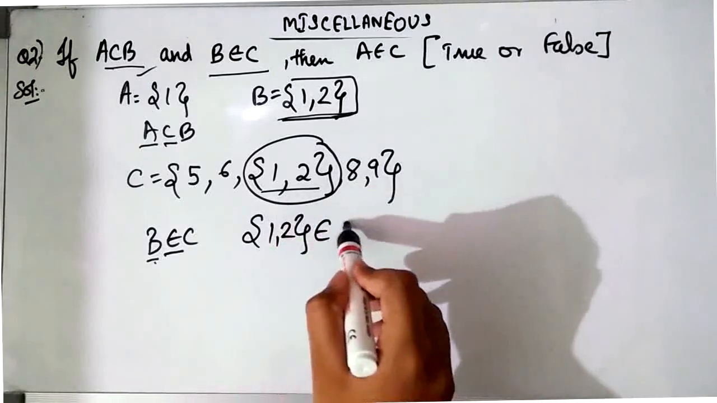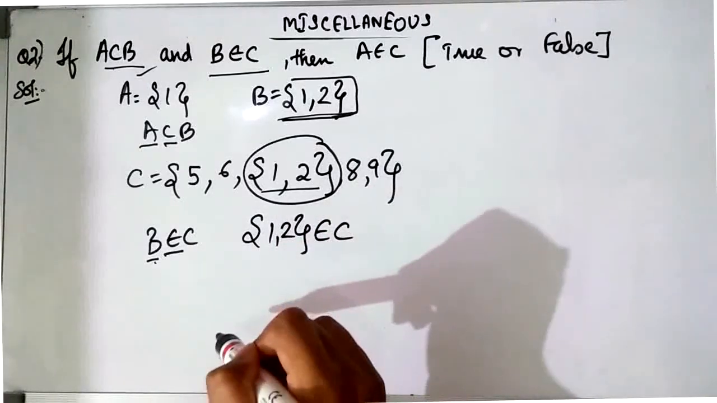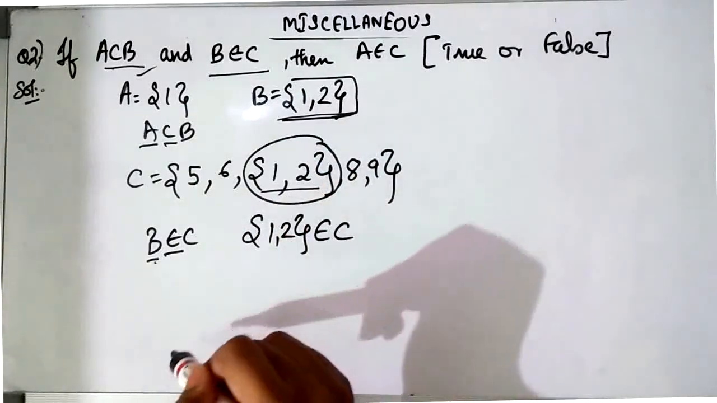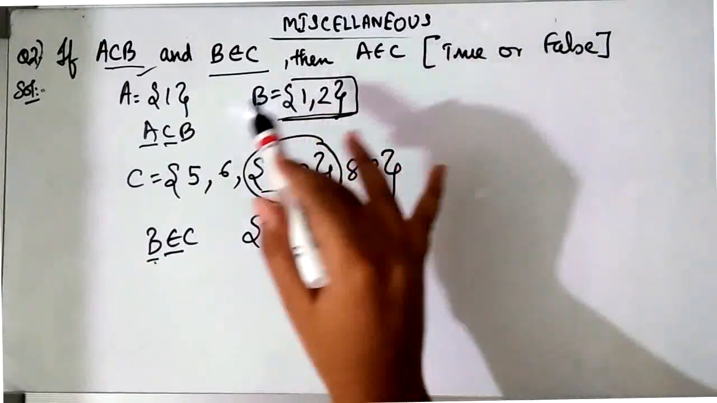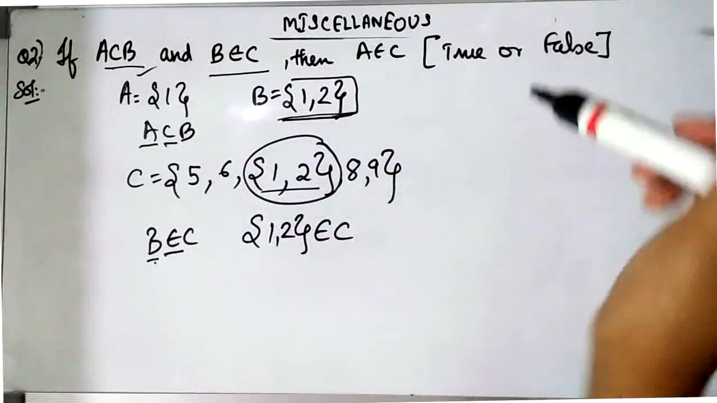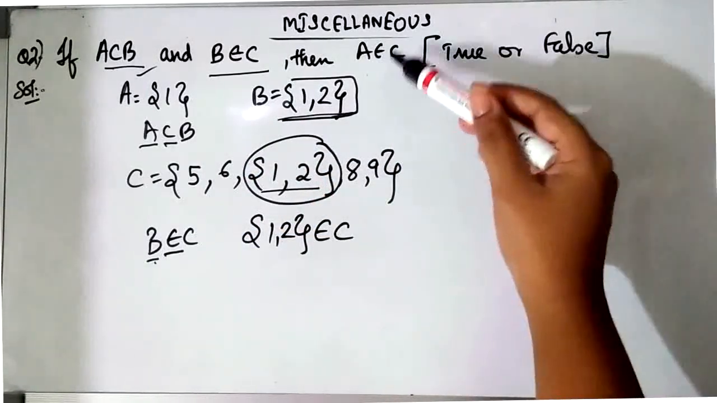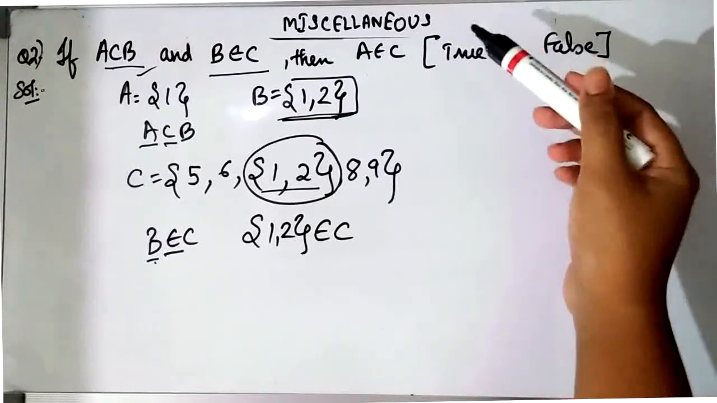So we can write it in this way also, that this belongs to C. Okay, so we have fulfilled our second condition too, that B belongs to C. Now next is what? Now we have fulfilled two conditions. Now we need to check whether the third condition is true or false. That is, they are saying A belongs to C. Now we need to check whether that is true or false.